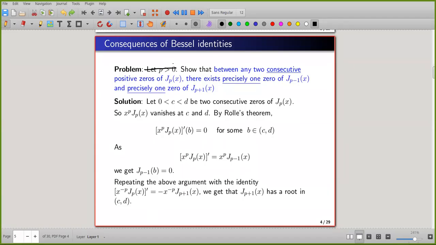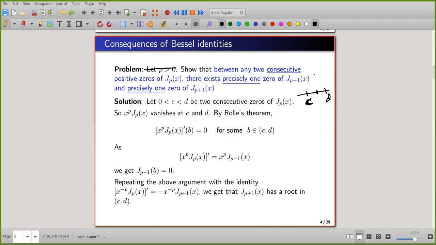Okay. So we are taking J_p(x). If we make the graph of J_p(x), and if we take any two consecutive positive zeros of J_p(x), say, I have to use the notation c and d. If these are two consecutive zeros of J_p(x), then there is a zero of J_{p+1} between c and d. So that's the statement, and there's exactly one. Okay, so how do we do this problem?